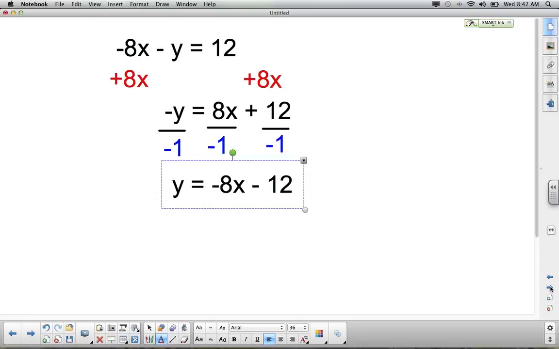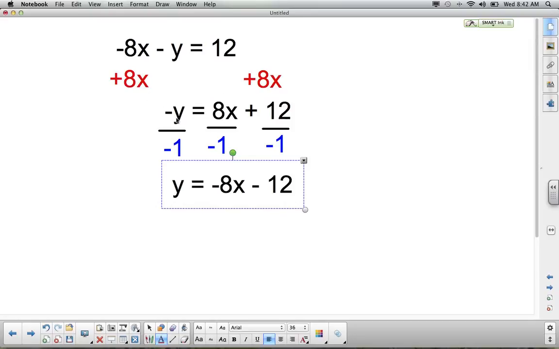One last example, negative 8x minus y equals 12. Again, undo adding or subtracting first. We're moving that negative 8x away by adding 8x to both sides. We are left with negative y. Make sure that negative comes down. So negative y equals 8x plus 12.